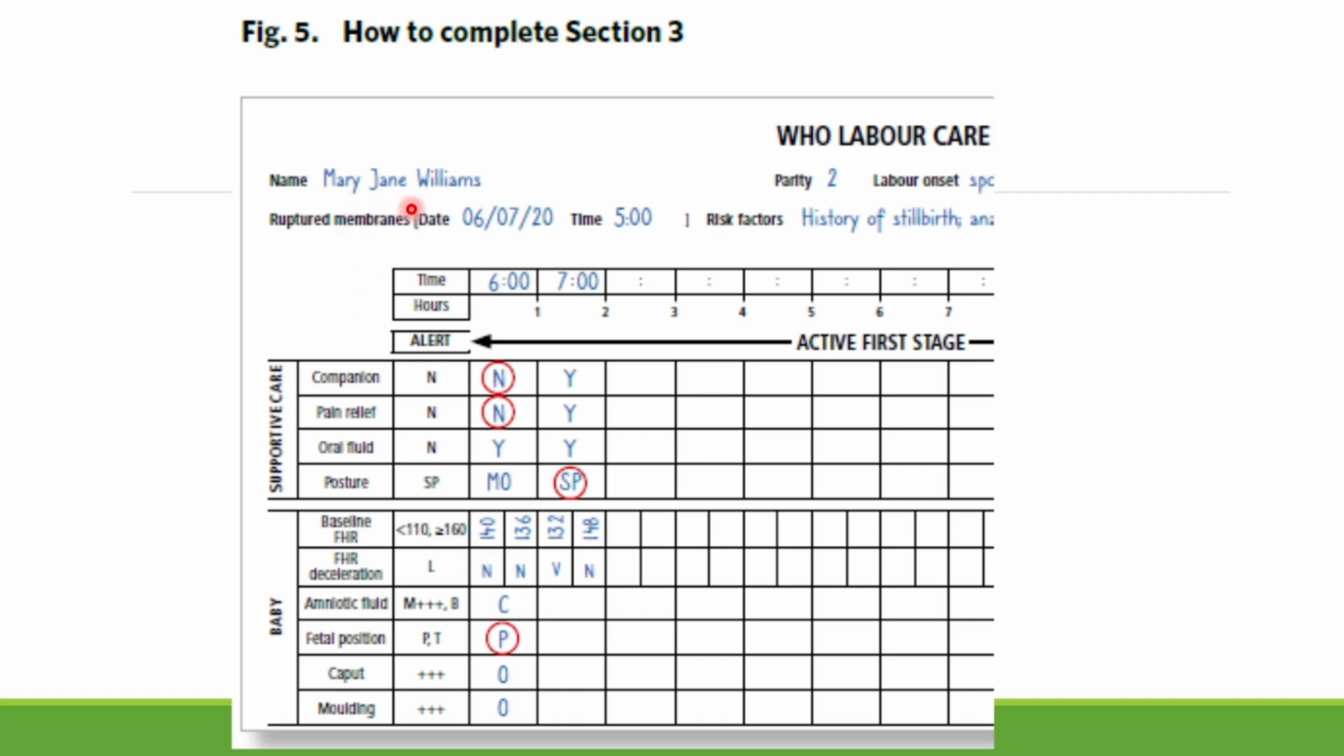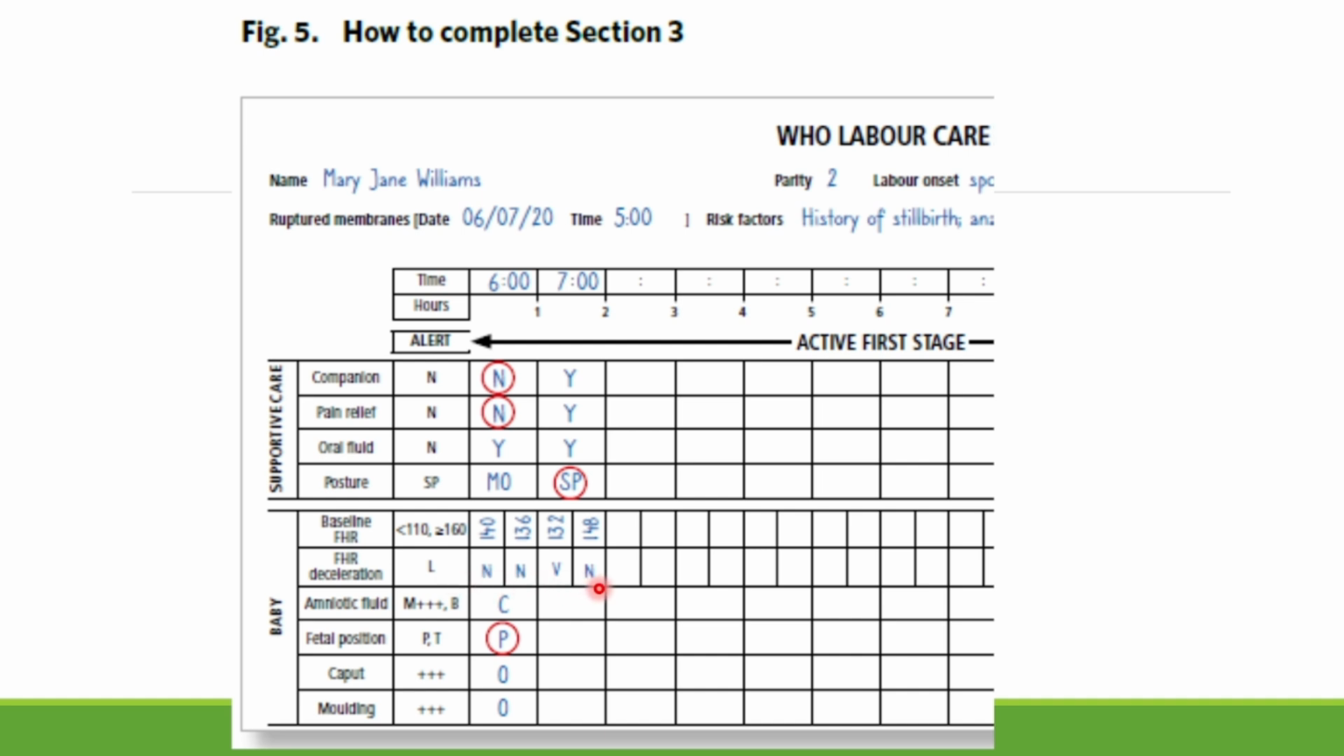We go to Mary Jane again. We see the baseline fetal heart. They record every 30 minutes. You see, here we said every 1 hour, but here, no, it is every 30 minutes. The baseline is 140, 136, 132, 148. This is normal. What about deceleration?